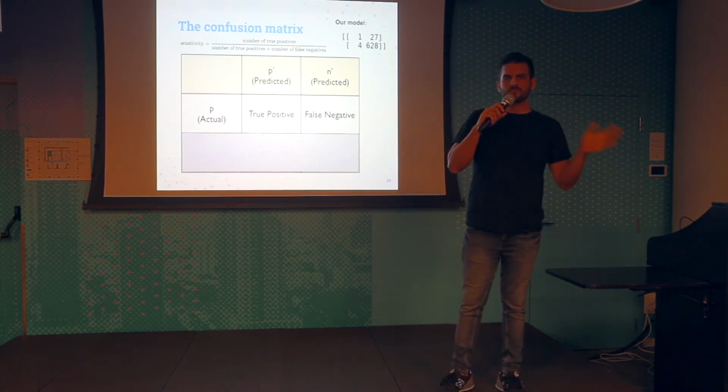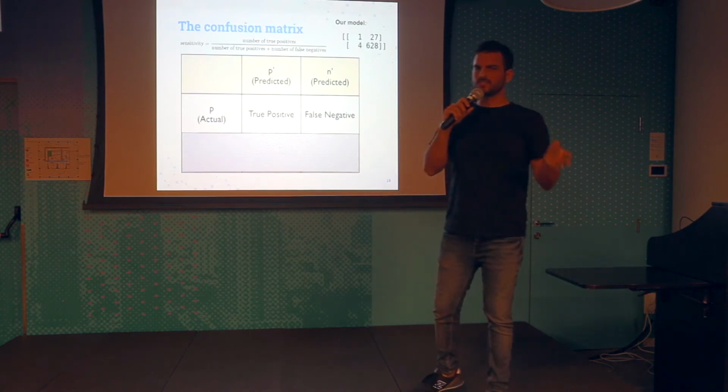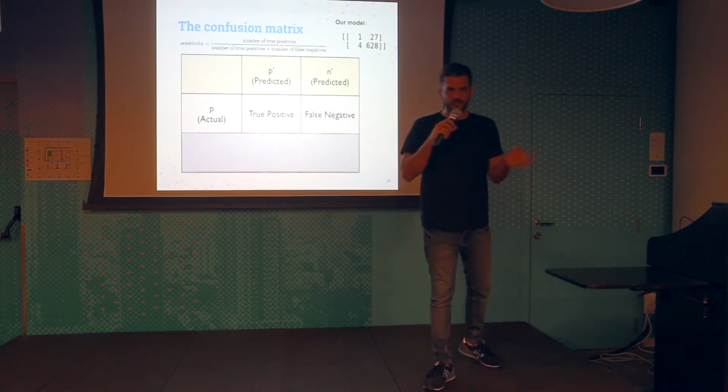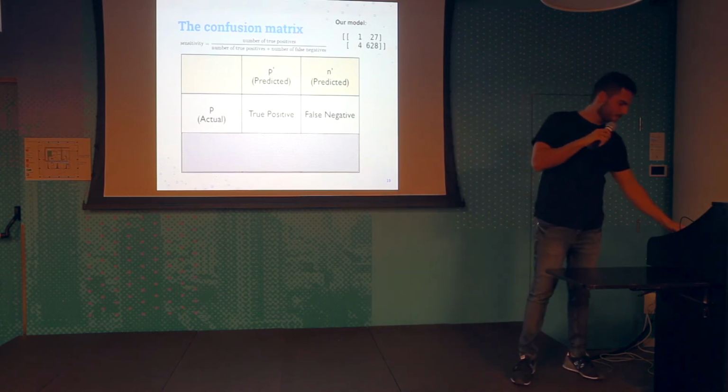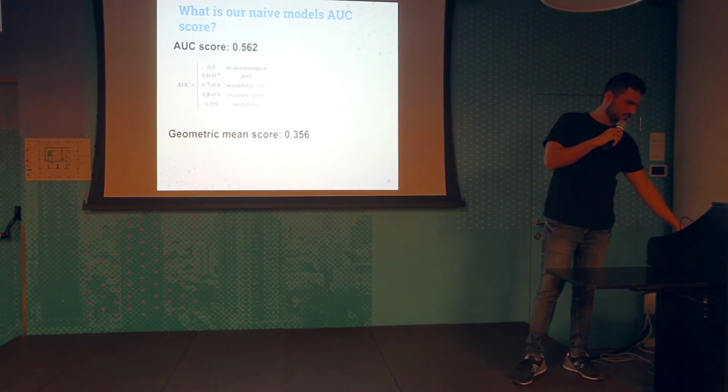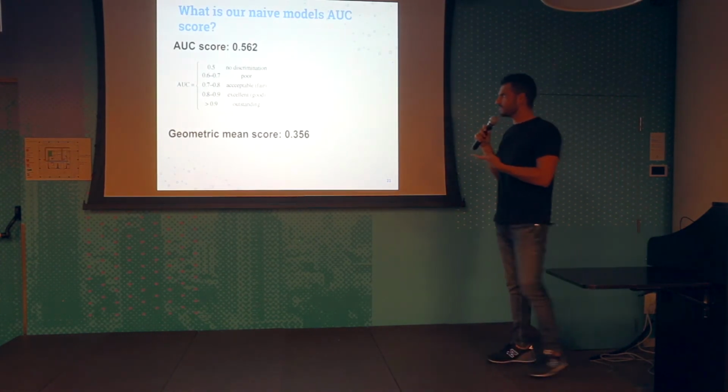Because once you take the specificity all the way up, you lose sensitivity, and vice versa. You can never have both. I mean, if you have both, then you have a perfect classifier, which in our case is not possible, as you see. So let's predict this.